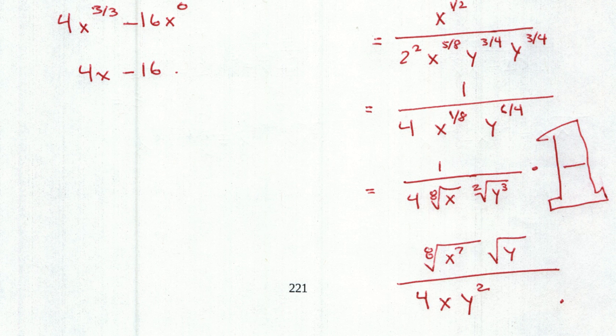And when I did that, this is what I got. I had to multiply by 7 more factors of the 8th root of x, and I had to multiply by 1 more square root of y to get those radicals outside of the denominator. That's called rationalizing, and that's an important skill, and we're going to do that when we get to complex numbers too.